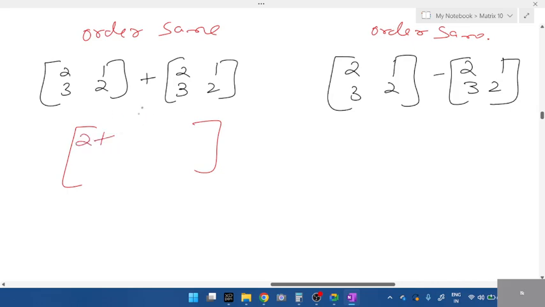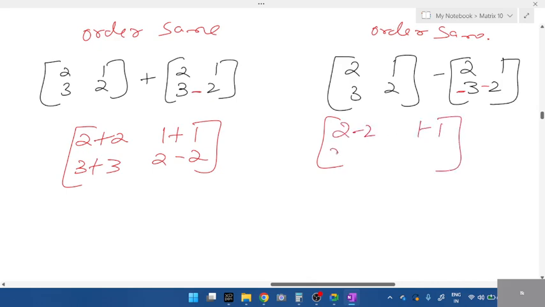How do you solve this? Take 2 plus 2, and this side 1 plus 1. Okay, let me put some minus here and minus. Yes, tell me next one. 3 plus 3 and 2 into plus into minus is what? Minus 2. And here 2 minus 2, 1 minus 1. Next 3 into minus of 3, then 2 into minus of minus 2. This is how we solve, right? This is for addition and subtraction. What's the rule for addition and subtraction? Order should be same.